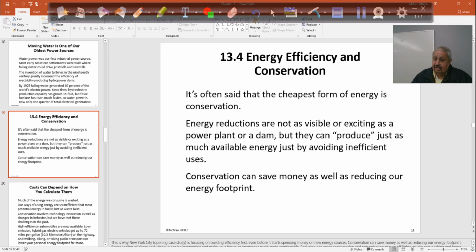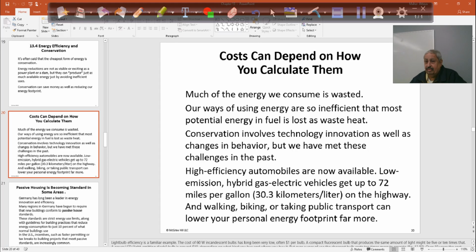Conservation can save money as well as reduce our energy footprint. That's always true, and it can be seen especially in solar energy because we have special batteries that can save this energy. The same thing with wind energy. Sometimes you don't have enough wind to drive those big electrical mills, but they have a way to store the energy there, batteries as well. That's similar to the solar ones, and they can really conserve and store this energy. Cost can depend on how you calculate it. That's always true.